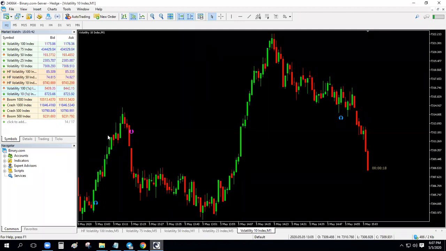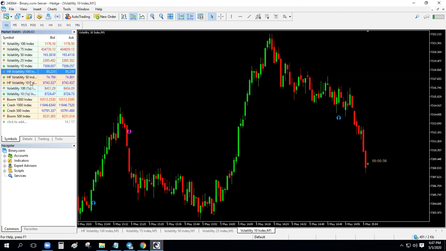MetaTrader 5. Now, on the left, as you can see, I've loaded my charts. We have volatility 100, there is volatility 75, 50, 25, 10. Now, there are other volatilities that I usually don't trade much. They are the high frequency volatilities, like you can see 100, 50, 10. Now, the HF means they are highly volatile. The prices move too fast, okay?